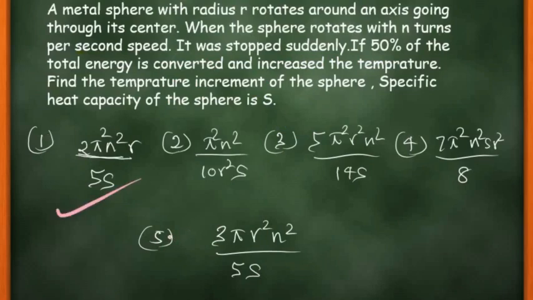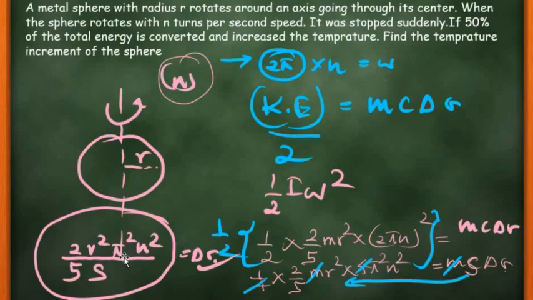This question is actually not that difficult, but you need to remember a couple of theories: the moment of inertia of the sphere, how to find the omega value from turns, and 50% of the kinetic energy, and everything should be connected, right? If you are not able to do questions like this, you know what to do. You have to practice questions like this, find similar types of questions and practice, and you will finally be able to do questions like this. All right.